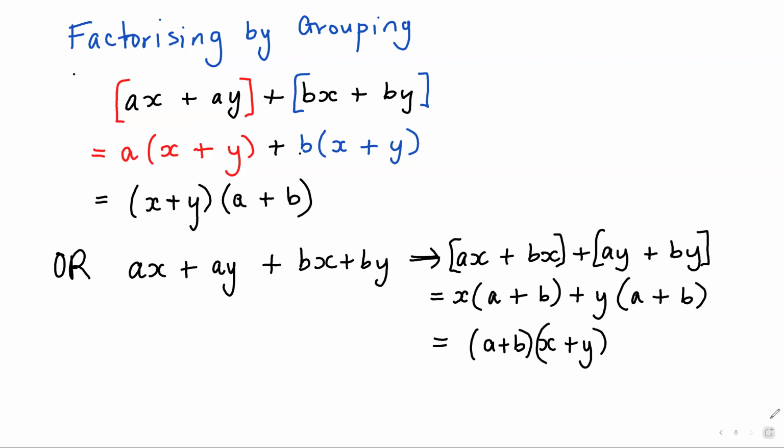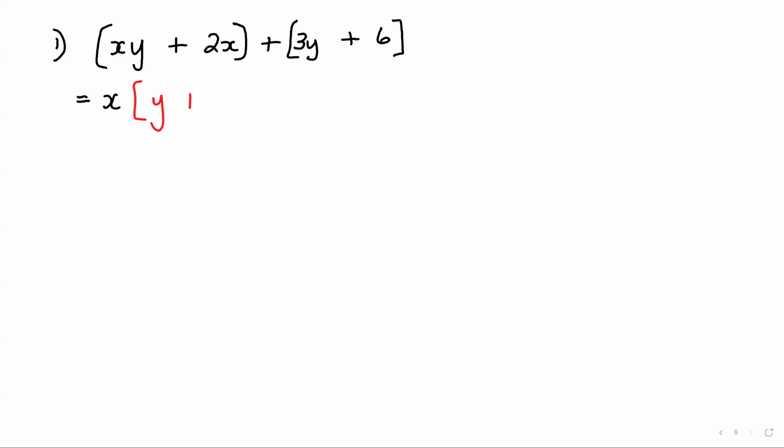Let's do another one. Let's say I have xy plus 2x plus 3y plus 6. So here I am going to group xy plus 2x and then 3y plus 6. Between xy and 2x, the common factor is x. So in brackets, I will have x times y gives me xy, and x times 2 gives me 2x. So this would be the first factorization.